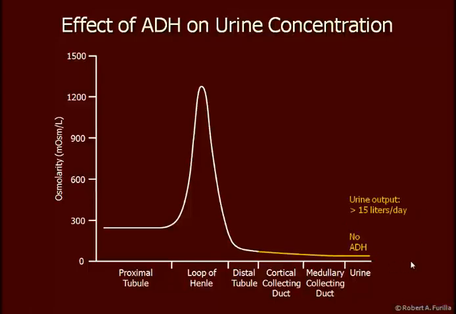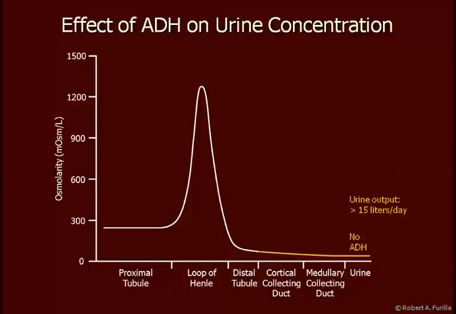In the total absence of ADH, in the cortical medullary collecting duct, water cannot be reabsorbed. Some electrolytes are still being reabsorbed, but water cannot be reabsorbed. So we have a very dilute urine down here, could be down at 50 milliosmoles. Our urine output is now greater than 15 liters per day. To put that into English units, that would be about 4 gallons of water a day.